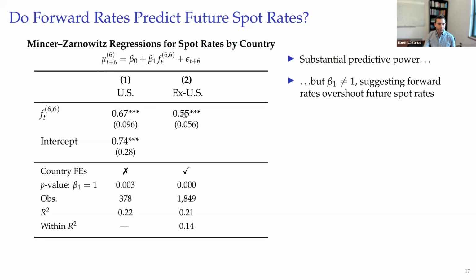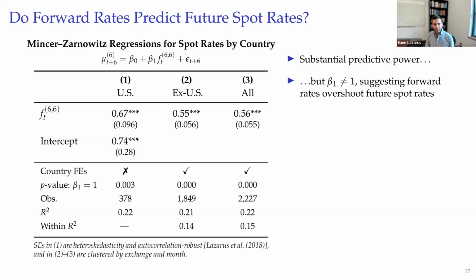Outside the US, at least based on this, we measure there's more overshooting. And we can collect all of the countries and use country fixed effects to measure within country, so identify within the time series of a given country. When forward rates go up by 1%, future spot rates go up by about 0.6%.